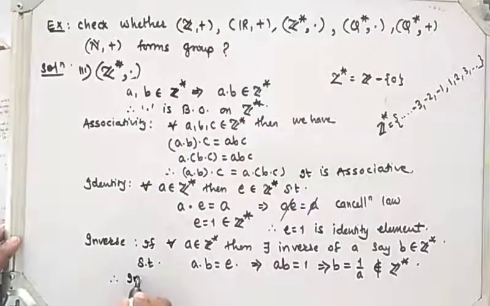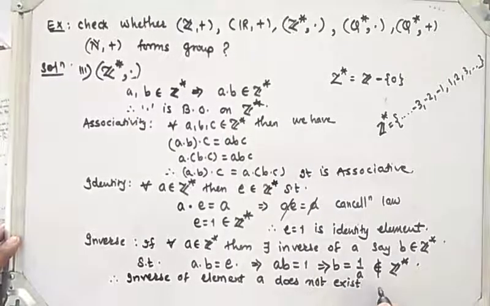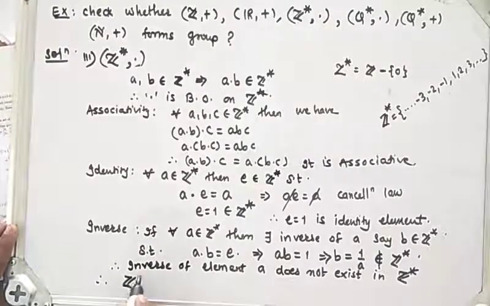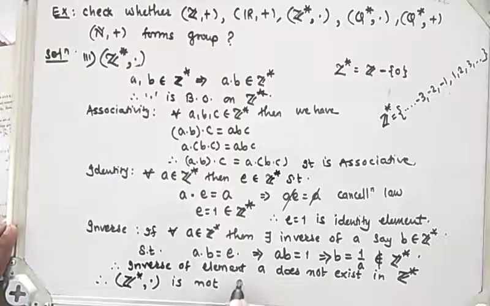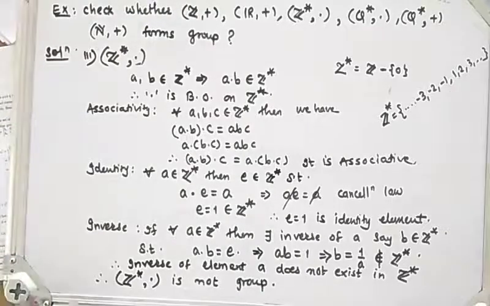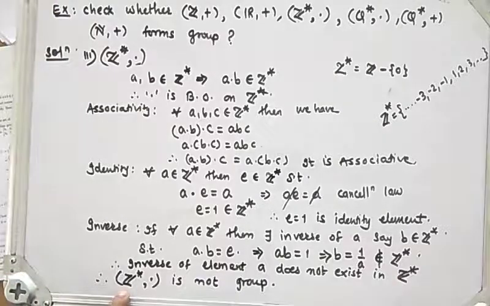Therefore the inverse of element a does not exist in Z star. Therefore Z star under multiplication is not a group, because if any one property fails, then we say that it is not a group. Here the existence of inverse does not hold in Z star, so it does not form a group, right?